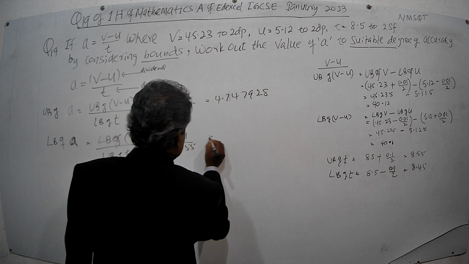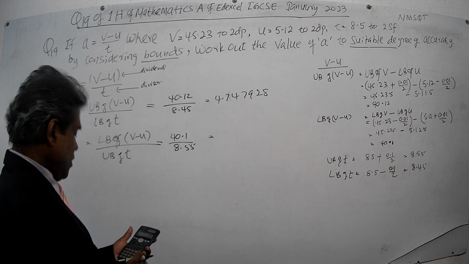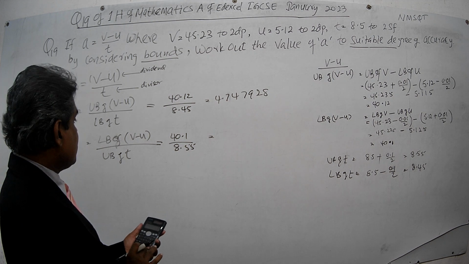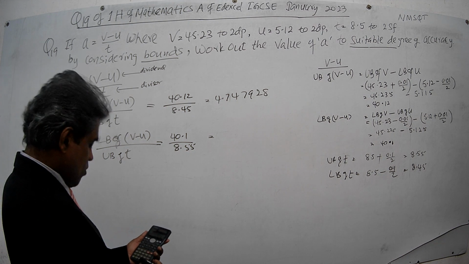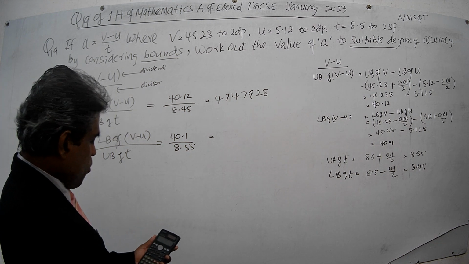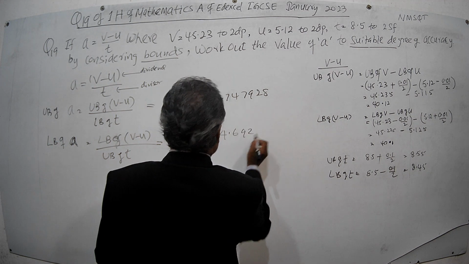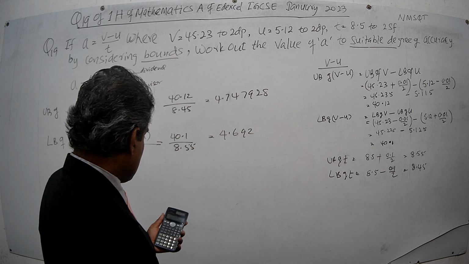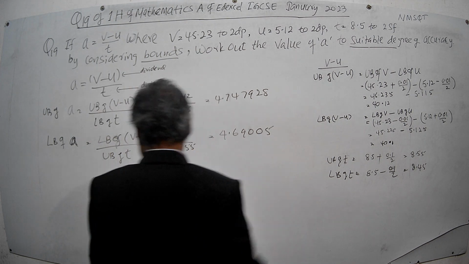Then next, we will calculate the lower bound of A also. That is 40.1 divided by 8.55. How much? That is 4.69005. Okay, that is enough.